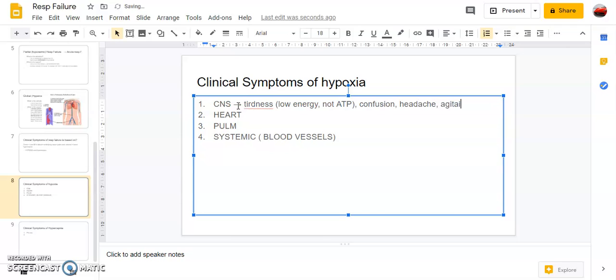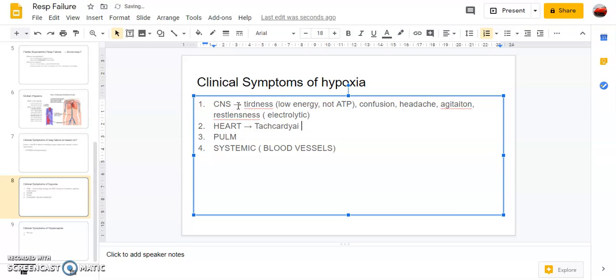Another problem which you might have is agitation and restlessness, maybe due to electrolyte imbalances. I'm not 100% sure about these last two, restlessness and headaches. Heart symptoms can be due to tachycardia.